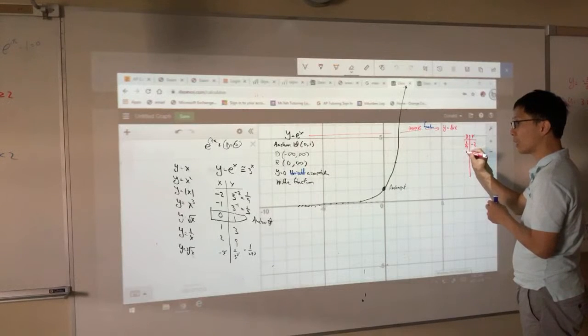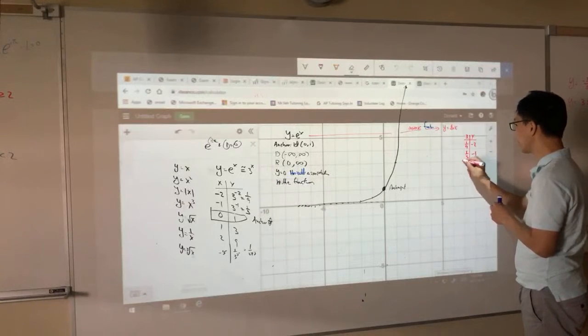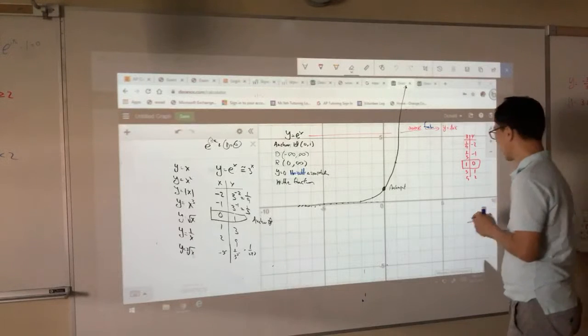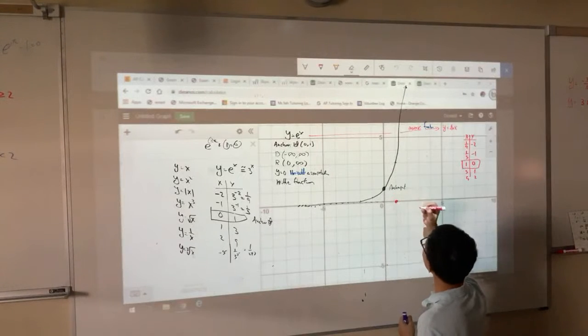If I have 1/3, it's gonna be negative 1, and 1 is 0. Again, this is the anchor point. 3 is gonna be 1, and 9 is gonna be 2. Does that make sense? So I'm gonna create an inverse graph here, where this point is the anchor point of natural log of x.